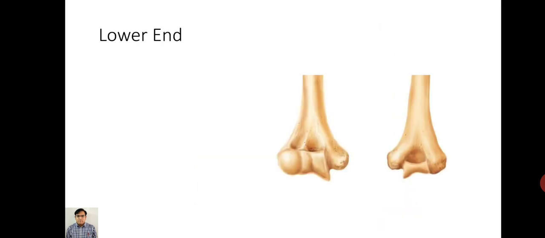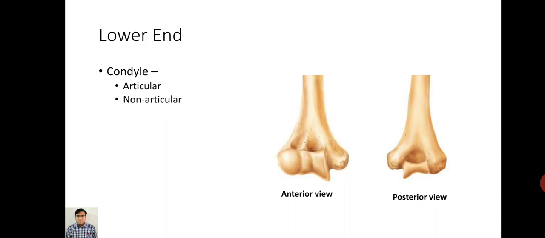Now the lower end, anterior view and posterior view. Lower end of humerus is also called as condyle. It is flattened anteroposteriorly and expanded side to side, and it is divided into two parts: articular part and non-articular part. So this is articular part which takes part in formation of elbow joint, and rest of the area of lower end is non-articular.